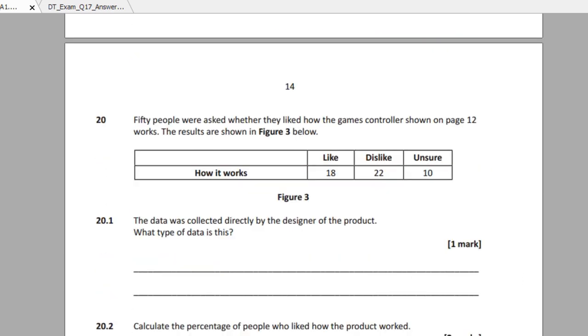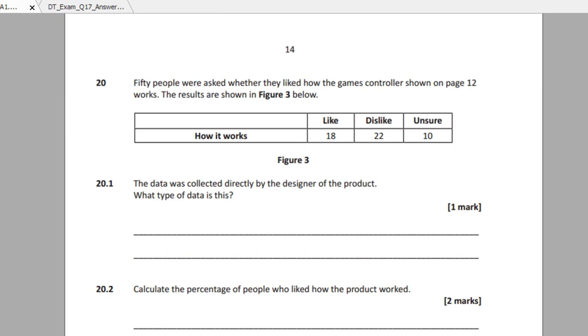Okay, now, let's go to question 20. So question 20 is a maths question. So you get 1 mark for correct working out, and 1 mark for correct answer, which applies pretty much to any 2 mark question based around maths. That is what is expected of you across most subjects. Okay, so it says 50 people were asked whether they liked how the game's controller shown on page 12 works. The results are shown in figure 3 below. Okay, so you're obviously being asked to look at this data and then make a decision, or draw maybe a graph or do some mathematical workings out.